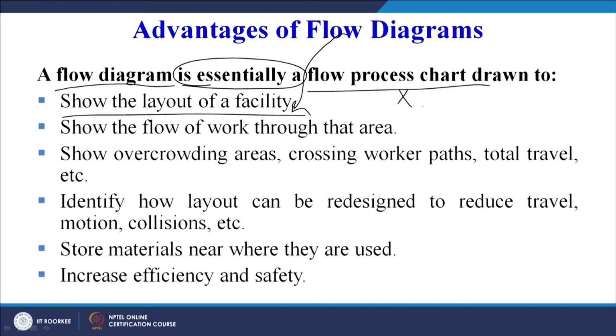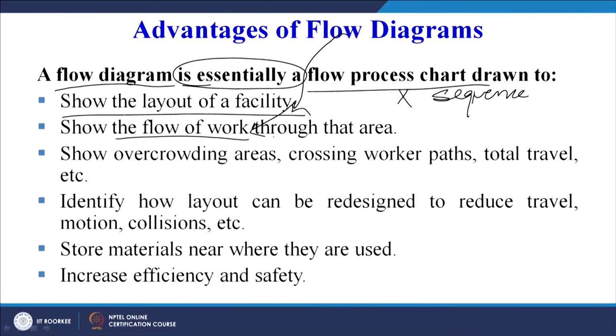Shows the flow of work through that area. Sequence can be shown by the flow process chart, but the flow of work is difficult. The movement of the work in the various facilities within the organization is difficult, but our flow diagram will be able to show this. Show overcrowding areas, crossing worker paths, total travel, etc.